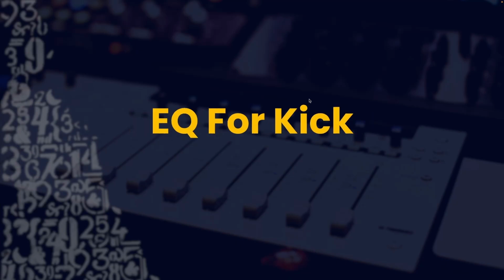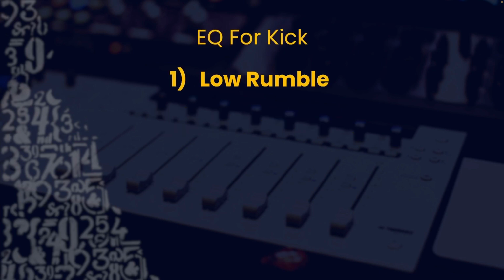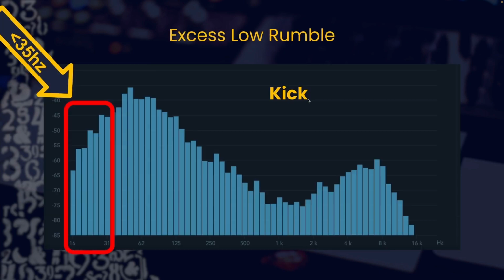EQ for drums. So let's get started. The first one we're going to cover is kick. The first problem that we have with kick is a low rumble. So the low rumble is going to be in this region right here, but anything below 35 hertz, you really can't hear in a kick anyway. We just don't need this information in the kick at all.